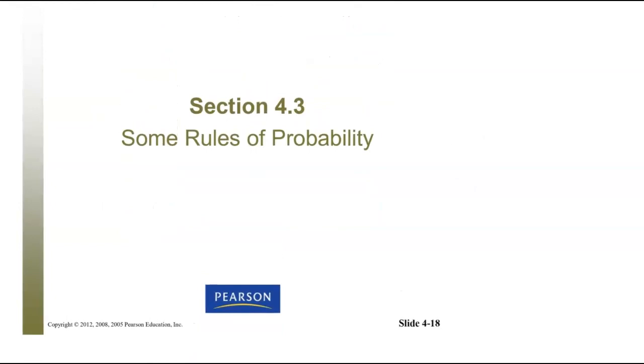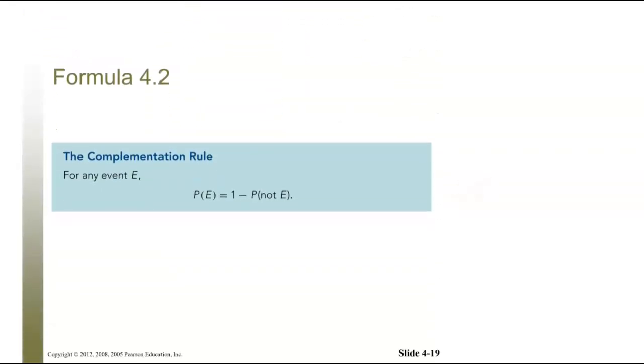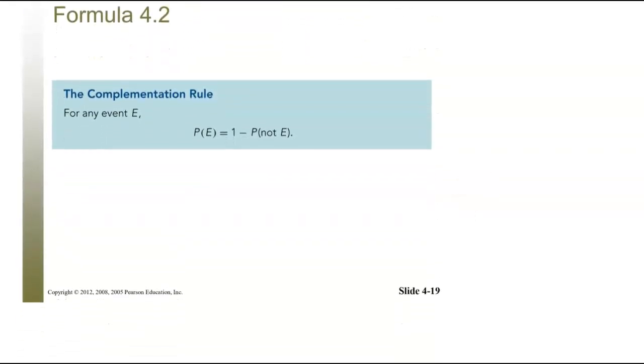So, we're going to continue this video with some rules of probability, and then we'll end it before the next one. Some basic rules. First, the complementation rule. For any event, the probability of an event is 1 minus the probability of that event not happening. Sometimes it's easier to calculate the probability of an event not happening and then just simply subtract from 1.